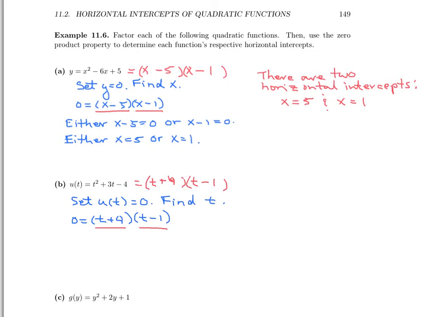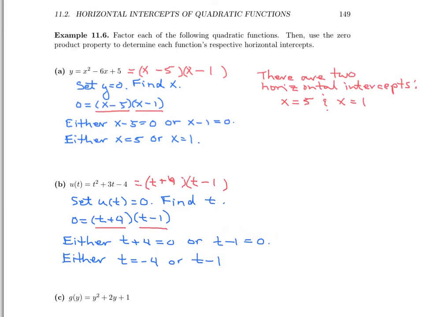That tells us that either t plus 4 must have been 0 or t minus 1 had to have been 0, which further implies that either t must have been a -4, because that's the only way t plus 4 could have been 0, or t must have been 1, because that's the only way this would have been 0.